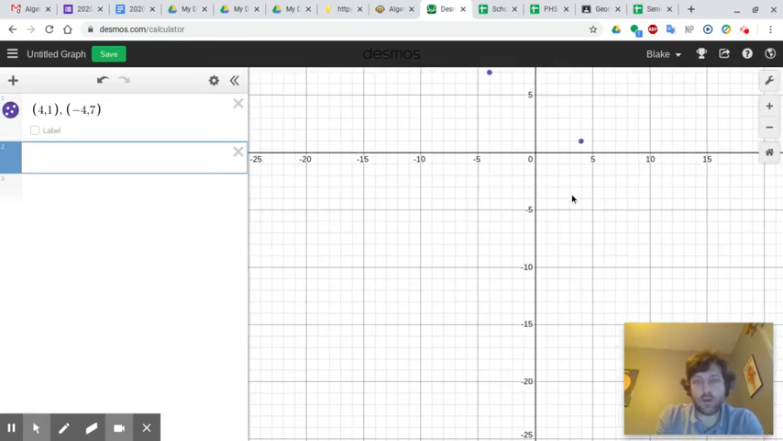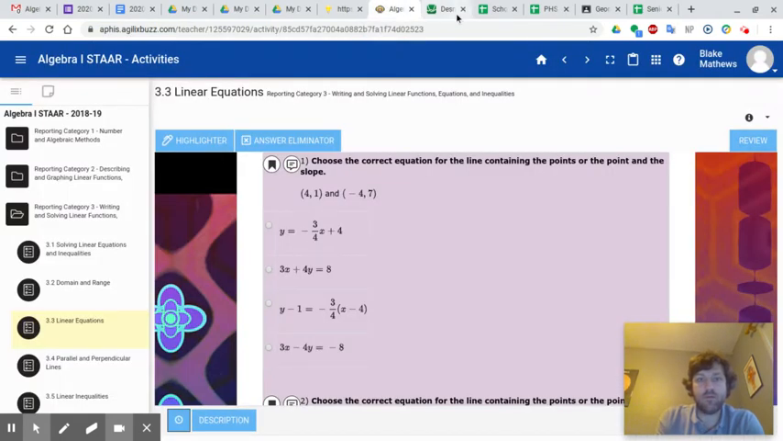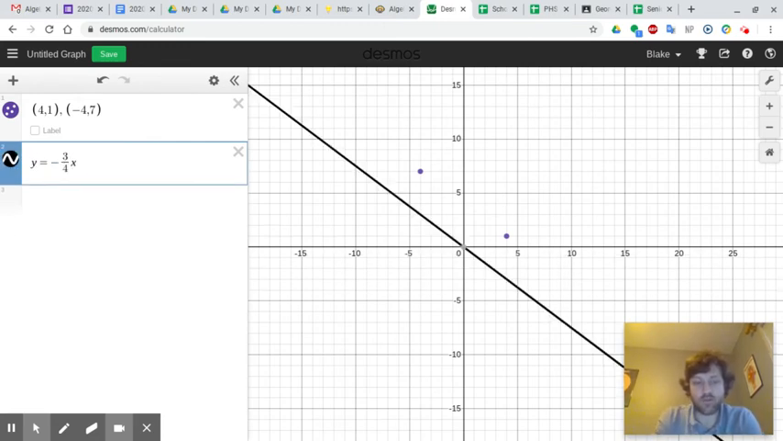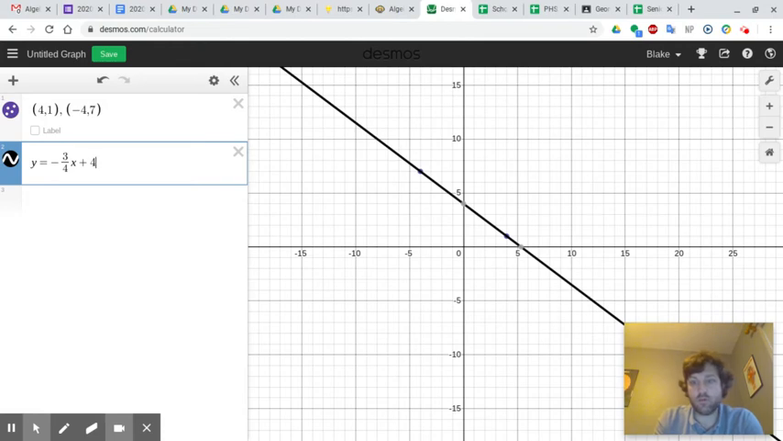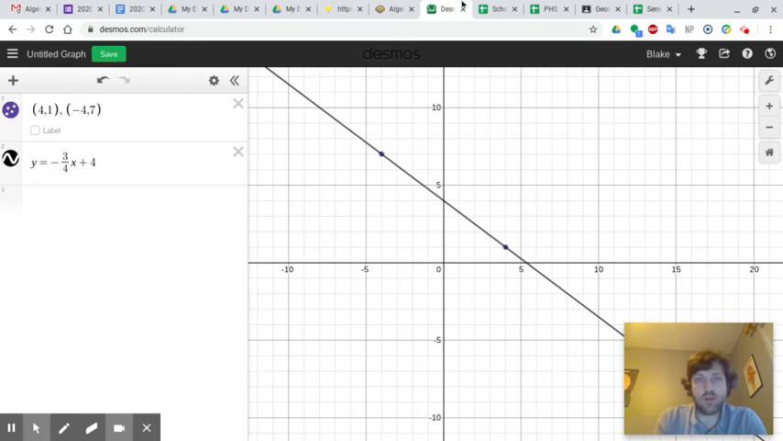Okay, so let's zoom out here and see if we can find. Okay, so there's our 2 points. So we're trying to find a line that goes here. So it's going to go through both those points. So we'll start with the first one: -3/4 x plus 4. Y equals -3/4 x plus 4. Oh, well, that's easy. We can see that the line does cross at both points. Crosses at (4, 1), and it crosses at (-4, 7).